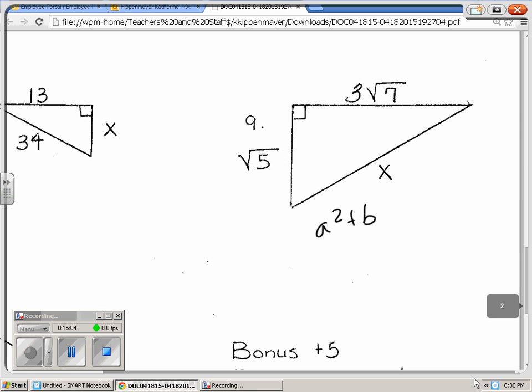a squared plus b squared equals c squared. And you know what? We're going to run out of time on this video, so I'll finish this up in another video.